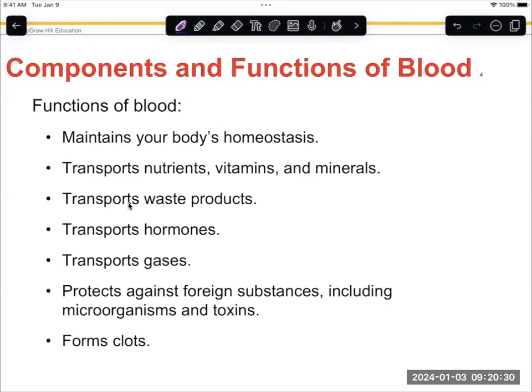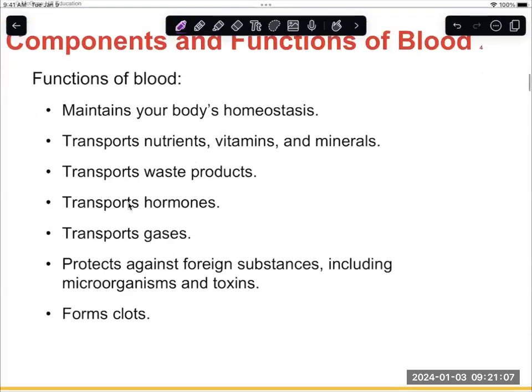It's going to protect against foreign substances like microorganisms and toxins. So cells and chemicals in our blood are an important part of your immune system. Those white blood cells, there's different white blood cells and they all do different things. We'll go through those here shortly. They form clots. So your blood works to prevent you from losing too much blood by forming a clot to prevent that excessive loss of blood.